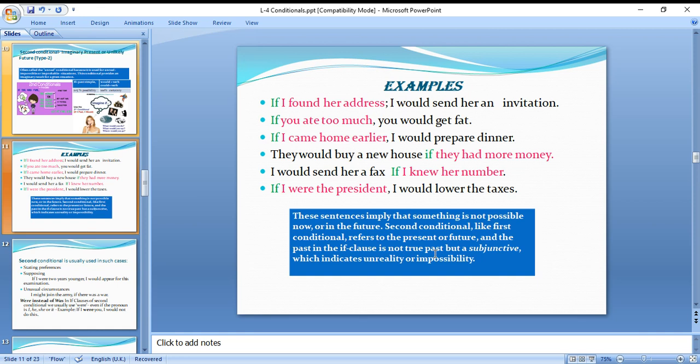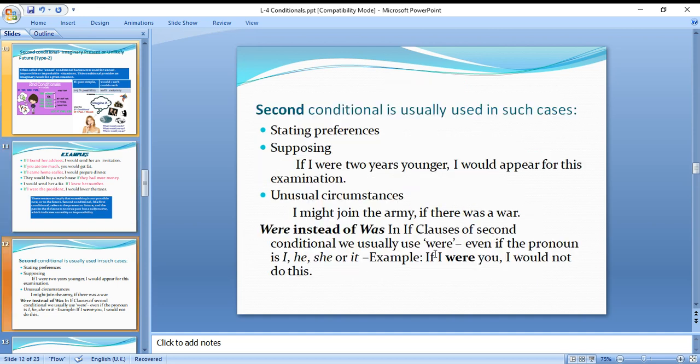Subjunctive is a special, relatively rare verb form that expresses something desired or imagined. We use subjunctive mainly when we are talking about events that are not certain to happen. Second conditional is usually used in such cases, stating preferences. Supposing, that means if I were 2 years younger, I would appear for this examination. Unusual circumstances: I might join the army if there was a war, but there was no war.